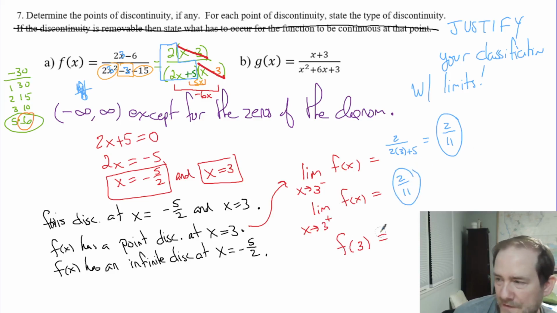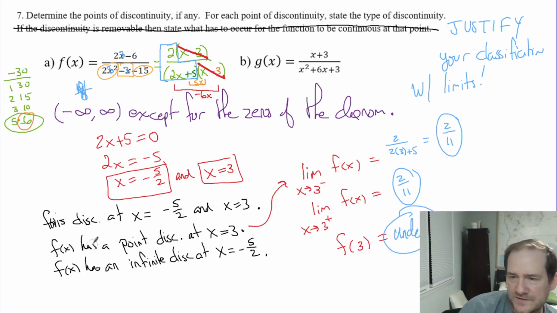But if the function value was also 2 elevenths, then we wouldn't have a discontinuity at all. We would be continuous. So you have to tell me that f of 3 is something else besides 2 elevenths. And what f of 3 is, it's undefined. If you try to plug f of 3 into the original equation, then you're undefined. So here's your justification of your point discontinuity using limits.